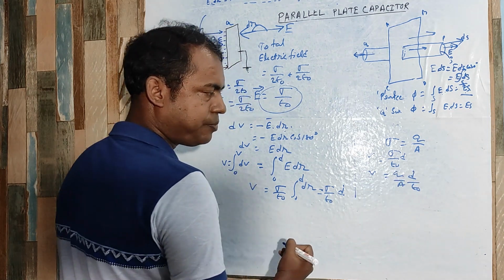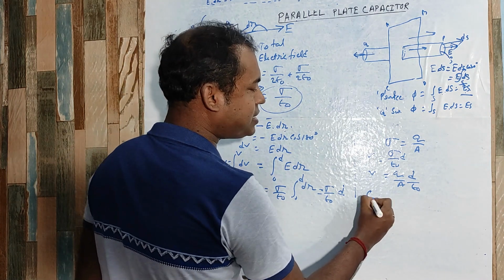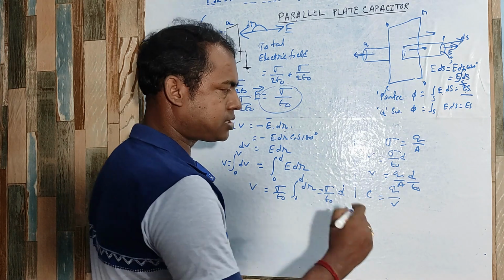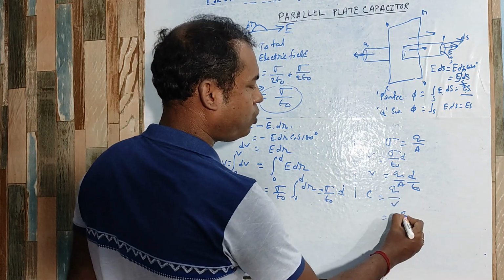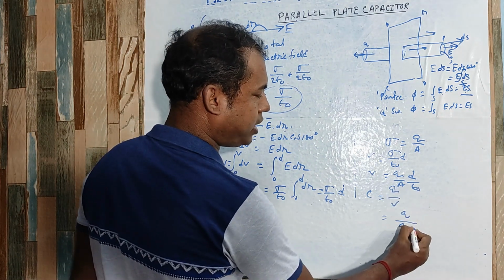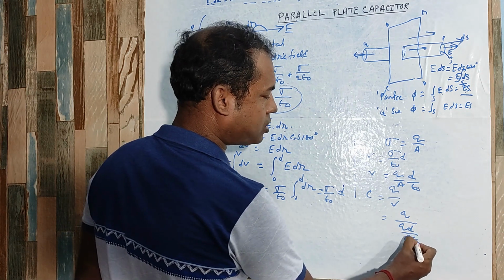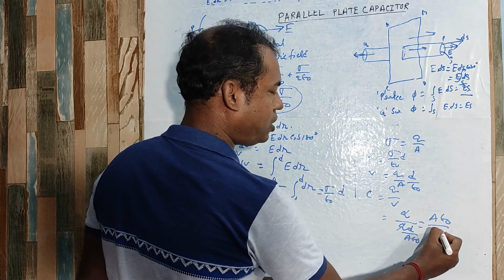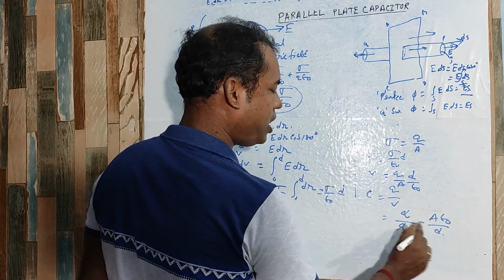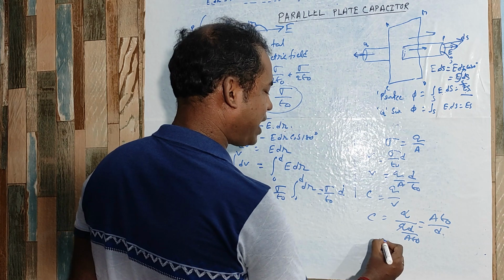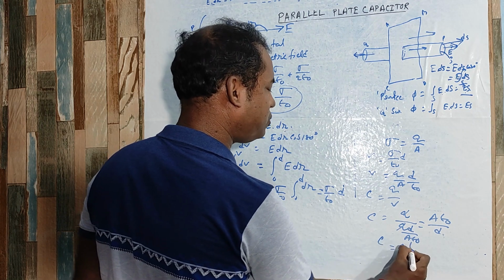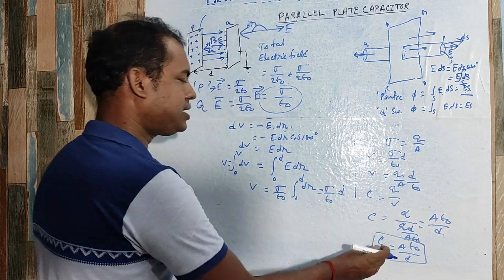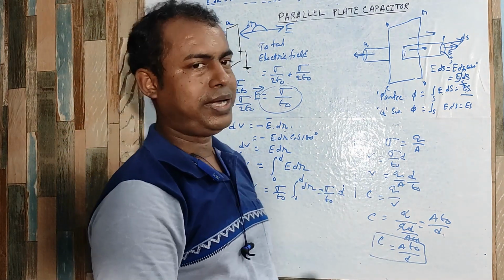So V equals q by A into d by epsilon naught. Now what is the capacitance? Capacitance C equals q by V, you know the relation. Putting in the value of V, which is q d by A epsilon naught, the q cancels out and we get A epsilon naught by d. So the capacitance of the parallel plate capacitor is C equals A epsilon naught by d.